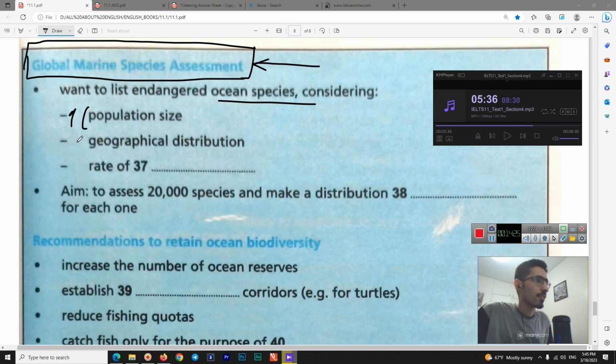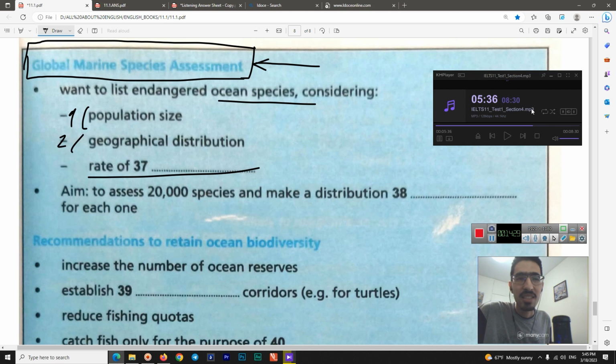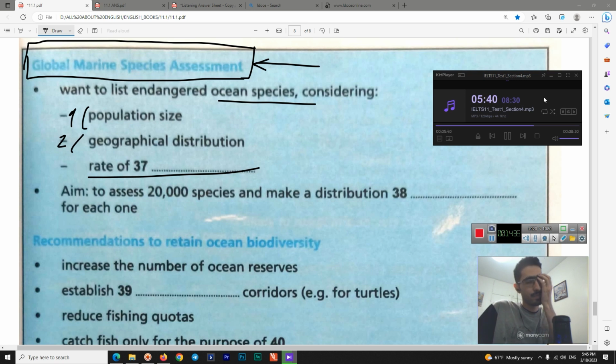Distribution in geographical terms, that's number 2, already mentioned. Number 3 is rate of what? Although this is quite difficult when you're looking at fish because they're so mobile. And then thirdly, they calculate the rate at which the decline of the species is happening.